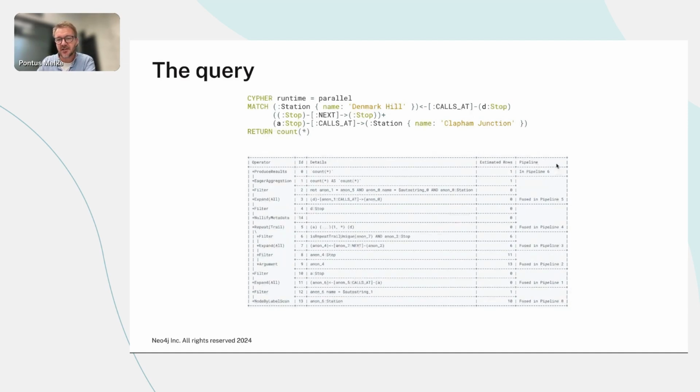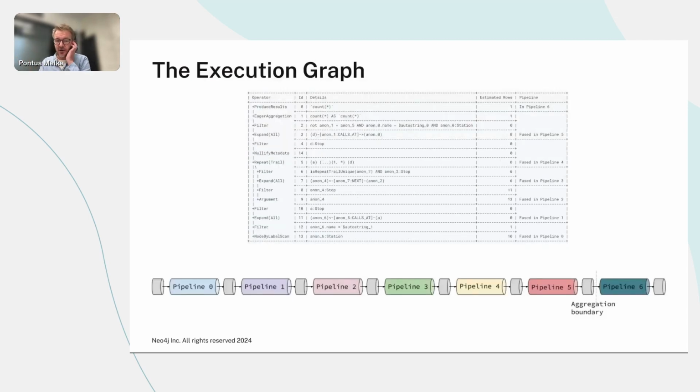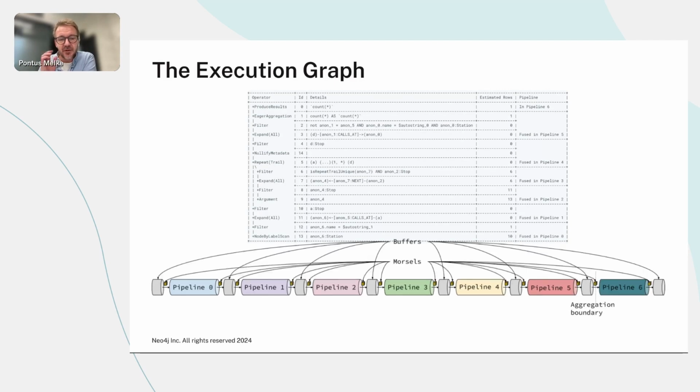And we see on the right, there is a pipeline column, and we see that there are 7 different pipelines, 0 to 6. So this is where the complicated system of pipes comes in. What the runtime does is turn this logical plan tree into what we call an execution graph, where these pipelines or pipes are the independent units of the query. And in between, we have what we call buffers, and then the data flows in what we call morsels, which are depicted as these little brown boxes here.